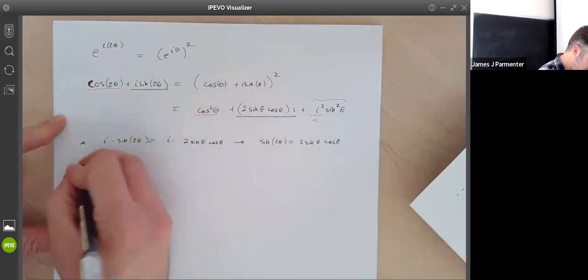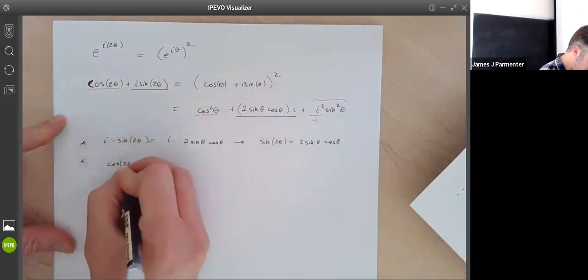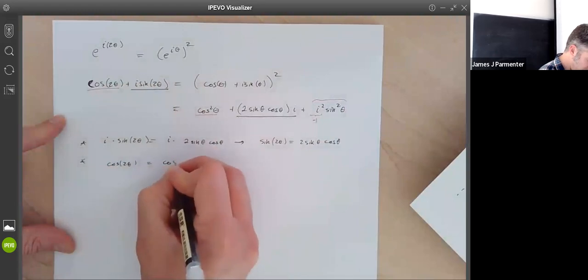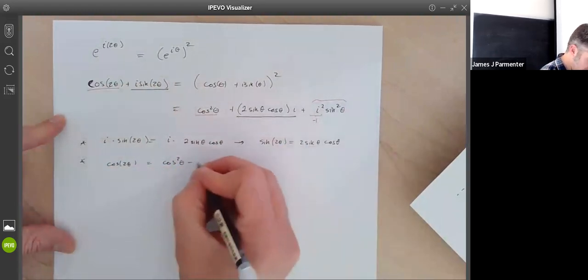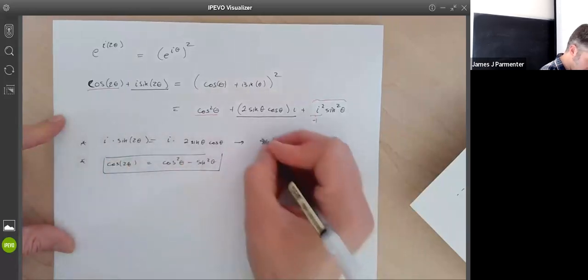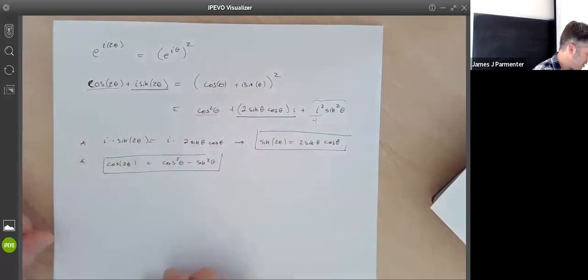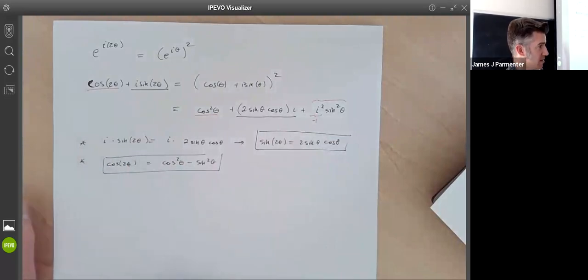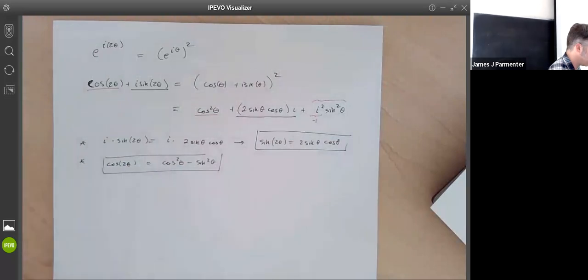Cosine 2 theta is exactly equal to the real part of this, which is cosine squared theta minus sine squared theta. So again, kind of neat. There are some things that really do show up here that may be surprising, definitely interesting.